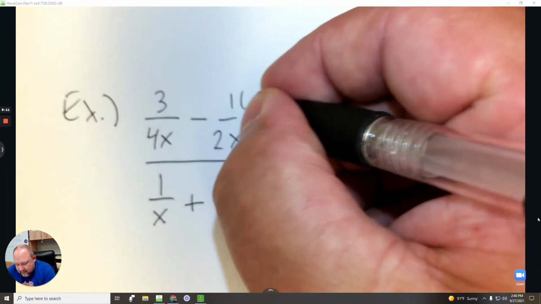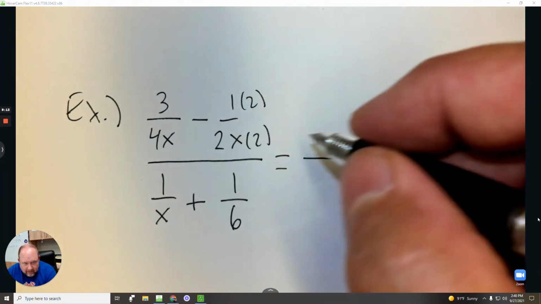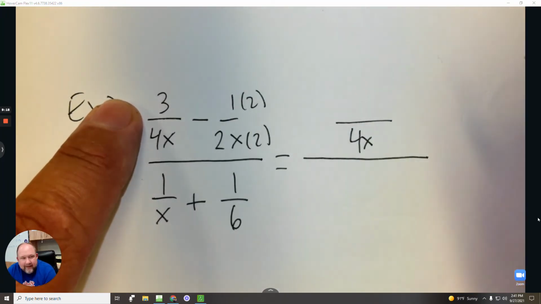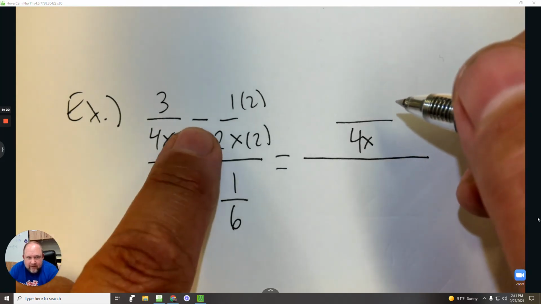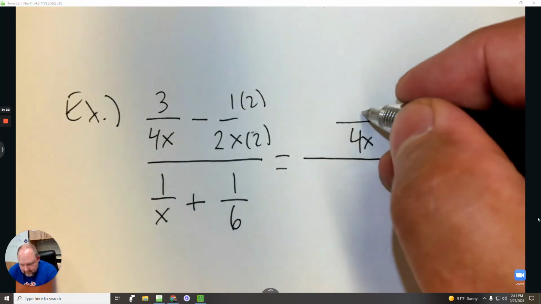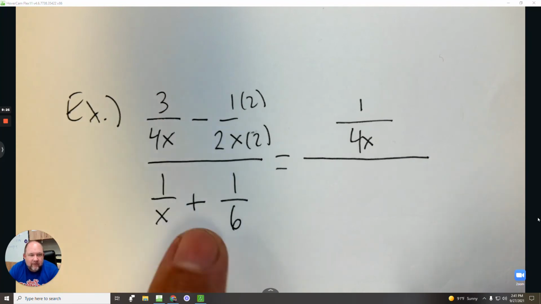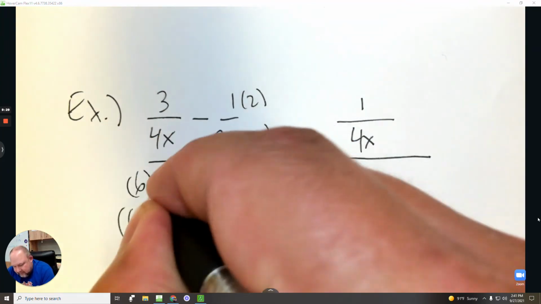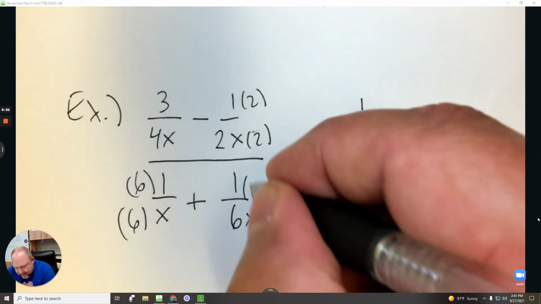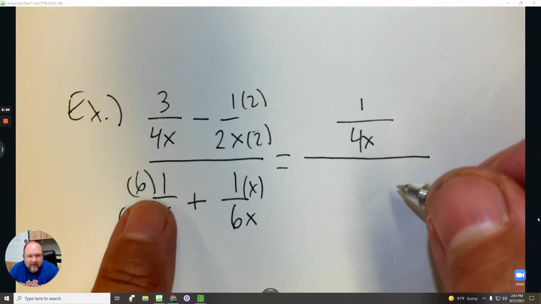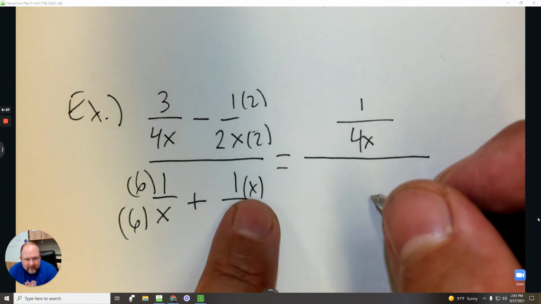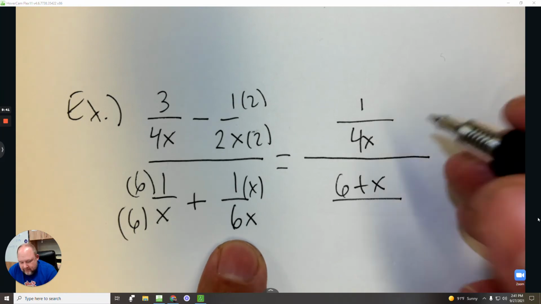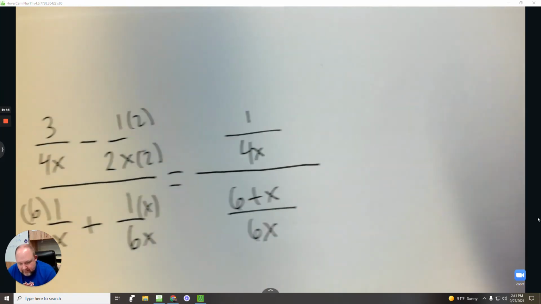So I'm going to multiply top and bottom times 2 to make common denominators. So our common denominator is 4x. And then I have 3 subtract 2. I got that. Now look at the denominator. I need common denominators. So I'm going to multiply by 6, and I'm going to multiply by x. And then 6 times 1 plus x is just 6 plus x. And then the common denominator is 6x.